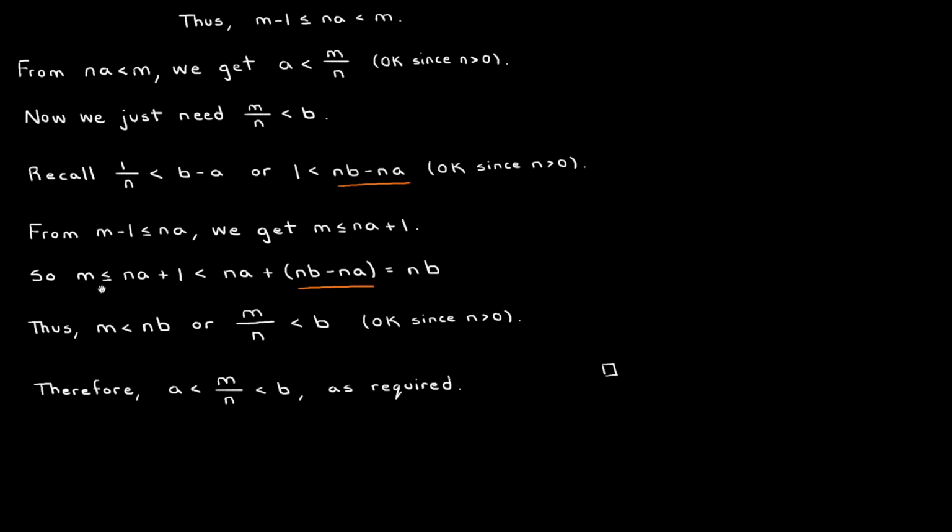Overall, if you look at the extreme left and extreme right, what we get is that m is strictly less than nb. And finally, let's just divide both sides by n, and we get that our constructed rational number is actually less than b. Overall, we see that our constructed rational number, m over n, is larger than a and smaller than b. And this is exactly what we wanted. We wanted to find a rational number in between a and b. And this completes the proof that between any two real numbers, you can always find a rational number.